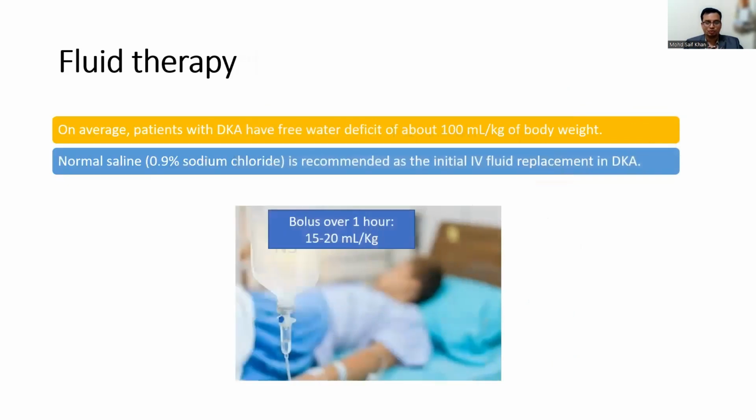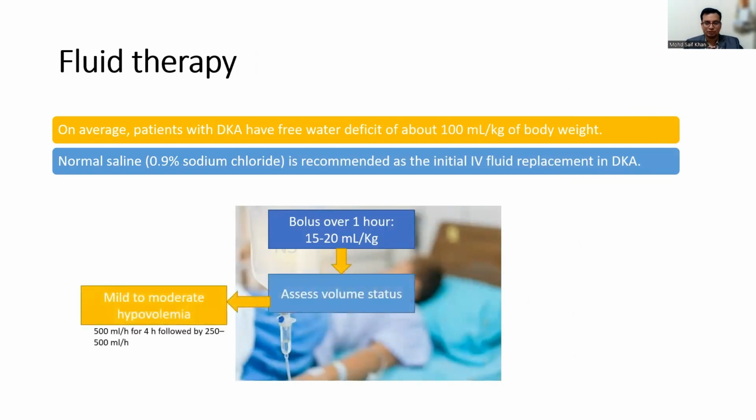In case of mild to moderate hypovolemia, the fluid administration rate will be 500 ml per hour for 4 hours, followed by 250 to 500 ml per hour. But in hypovolemic shock, higher rates of fluid, up to 1 to 2 liters per hour, should be given until hemodynamics is stabilized. Once hypovolemia is corrected, check the corrected sodium level.